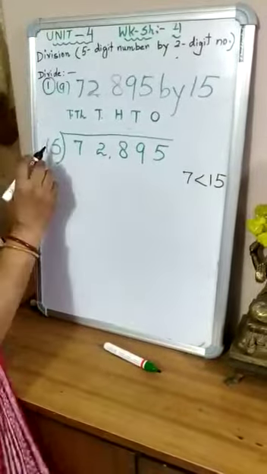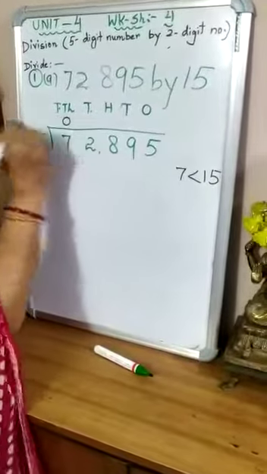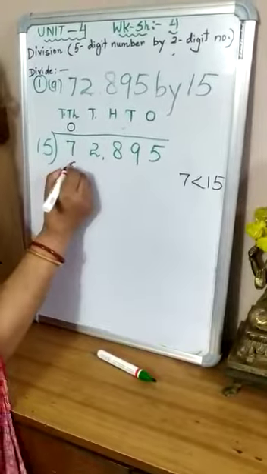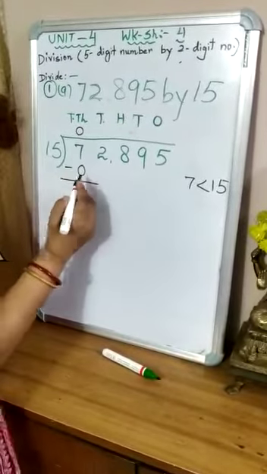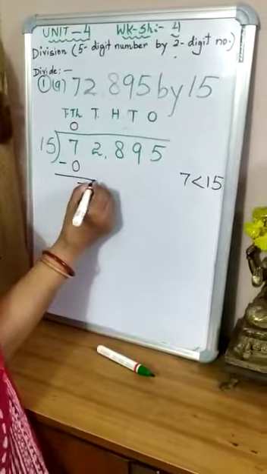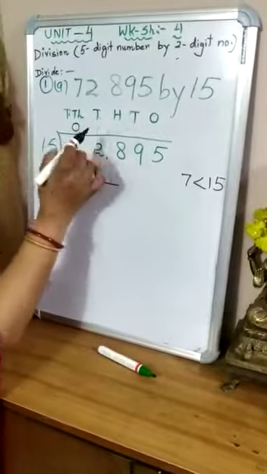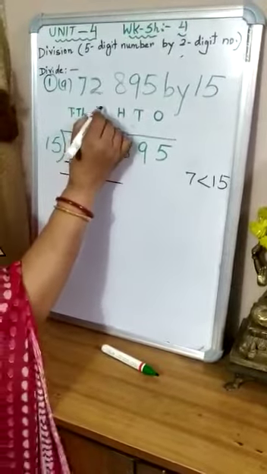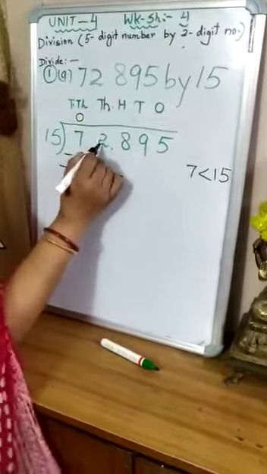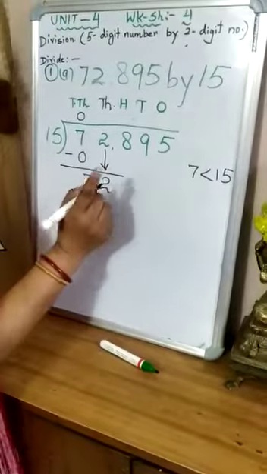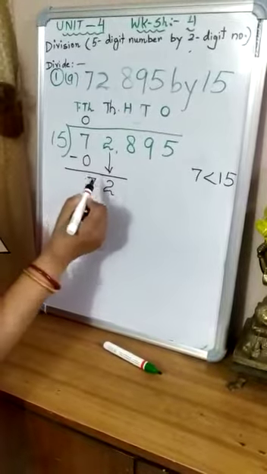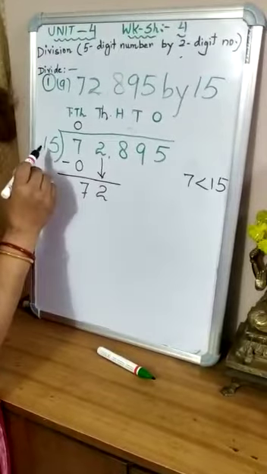So I will multiply 15 with 0 at the ten thousands place. 0 times 15 is 0. So now we will do subtraction. 7 minus 0 is 7. Now I will move forward towards the right side, the thousands place. Thousands place 2. I will insert 2 here. Now it becomes 72,000. We have to divide 72,000 by 15.